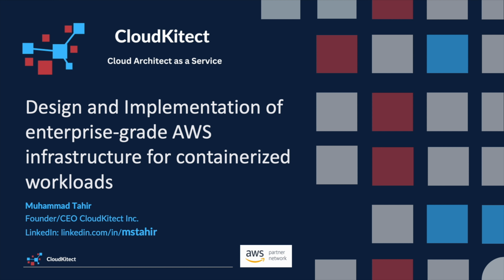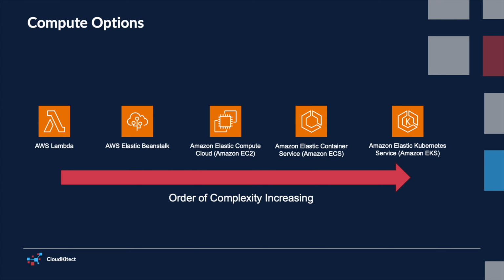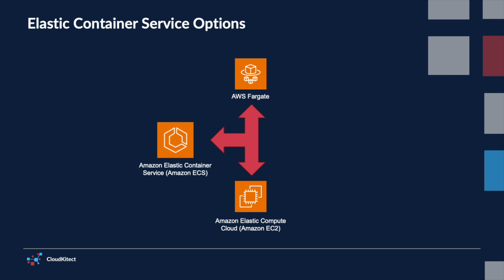Having discussed the essential networking elements for our architecture, let's dive into the compute aspect. AWS offers a variety of compute solutions, but for the purpose of this workshop, our attention will be on the container-based applications. We'll concentrate on the Elastic Container Service, or ECS. ECS can be set up with either self-managed EC2 instances or with Fargate, which is managed by AWS. The choice between EC2 and Fargate will depend on the specific needs of the application.